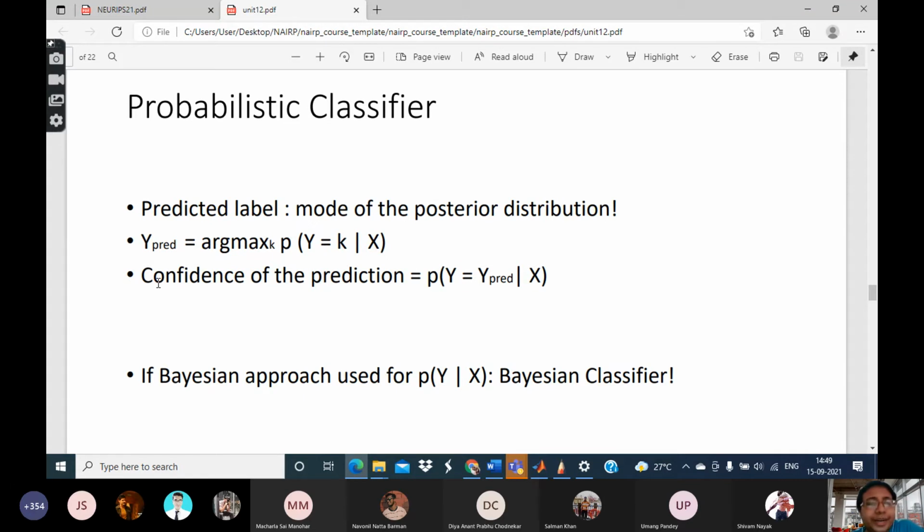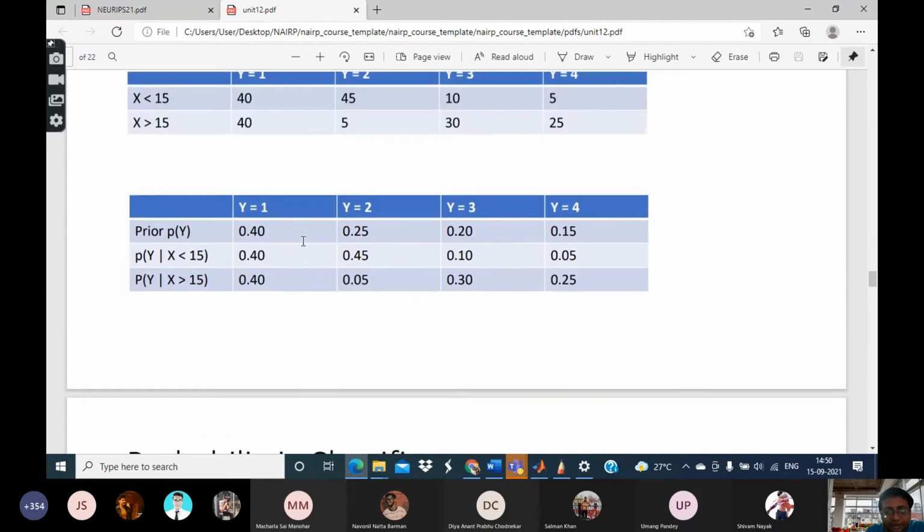Now if you want to predict one single label, if the application is such that you need to predict one particular value only, then of course you will just choose the modal label, whichever label has the highest posterior probability. So in this case, if your attribute value was say 12, then this is the posterior distribution you should consider, and you would find y equal to 2 as the modal label because that has the highest probability. So your prediction is going to be y equal to 2.